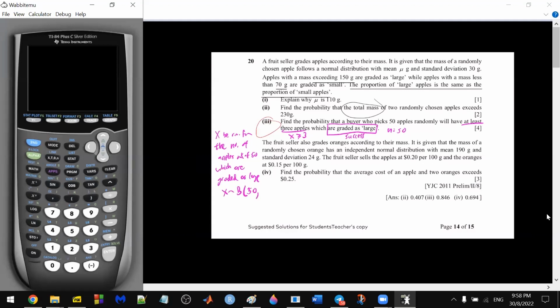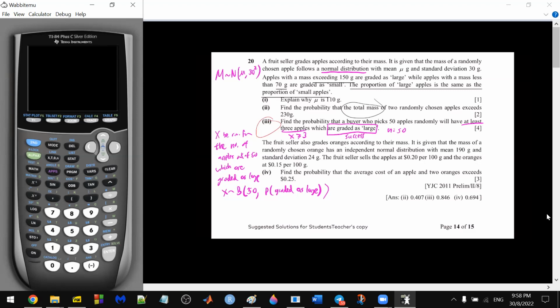How many? 50. What's the probability? Probability that you are graded as large. So did we calculate that already? No. Part 1 or part 2? No. I thought it was half. Because you see the proportion is the same. They gave you a normal distribution here already. Let's just call it M, M for mass, follows normal distribution. Mean is mu, variance is 30 squared.